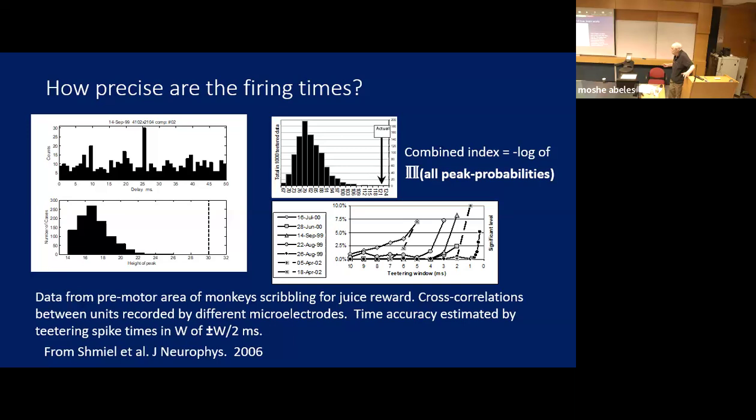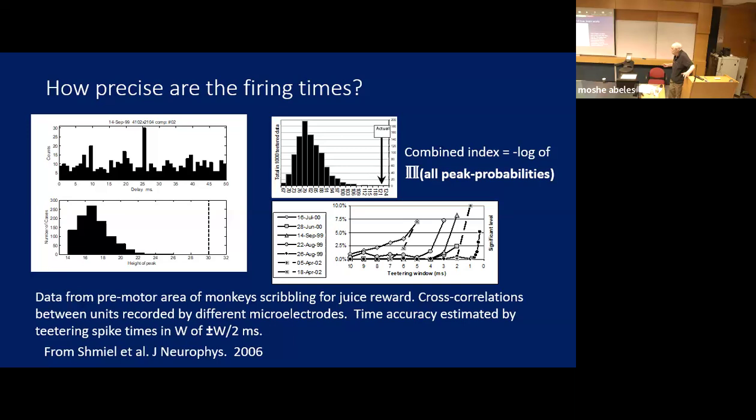This was, I believe, the recording of the 14th of September. For 10 millisecond jittering, it's below 1 in 1,000. Same for 9, 8, 7, 6, 5, 4, 3. But for 2 milliseconds, it gets out to 0.5 or 0.1 probability of being chance. So for this neuron pair, the accuracy is about 2 milliseconds.